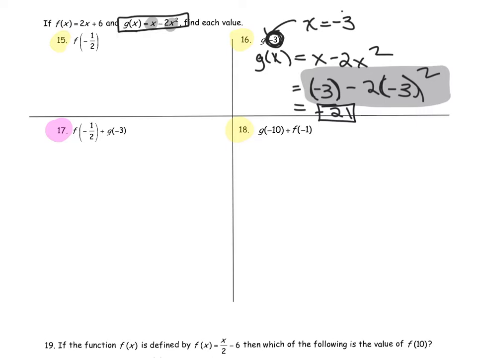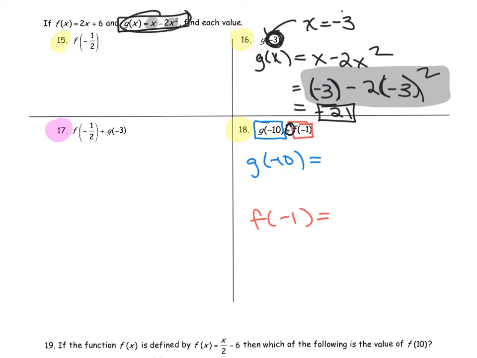Okay, so for question 18, I'm going to break this up. I have g of -10 and I have f of -1. So I want to break these up into two different functions. That way I don't confuse myself. So let's do g of -10 here, and we'll do f of -1 here. And then we'll add them together because in the end they're going to be added. So I have g of -10.